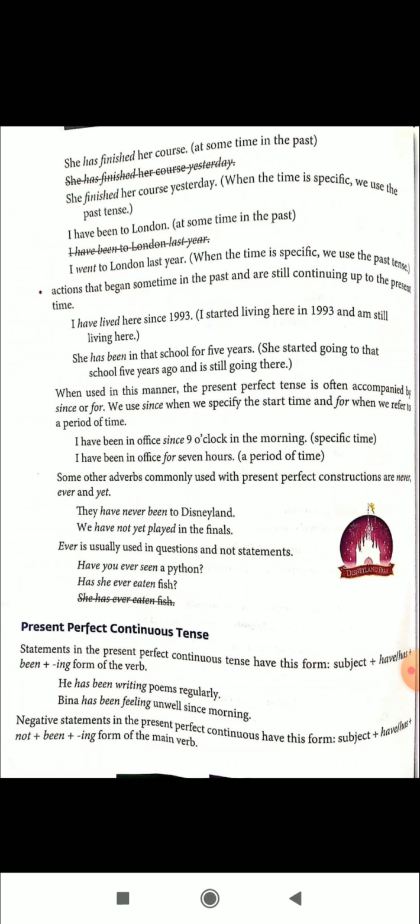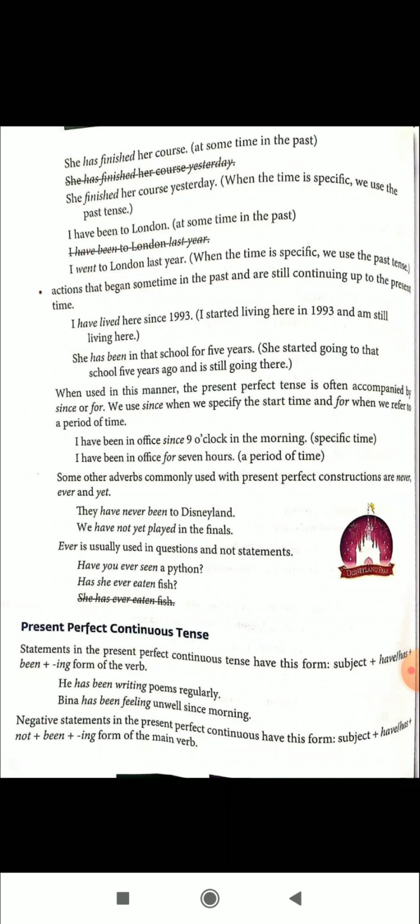When used in this manner, the present perfect tense is often accompanied by since or for. Very important: two prepositions, since or for. We use since when we specify the start time, and for when we refer to a period of time. Look at the example: I have been in office since 9 o'clock in the morning, a specific time.